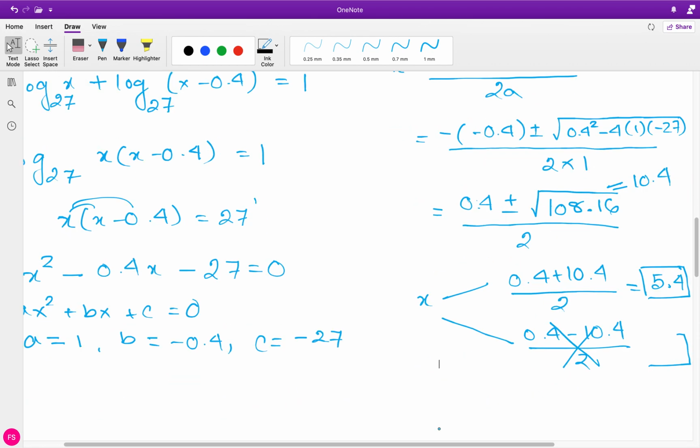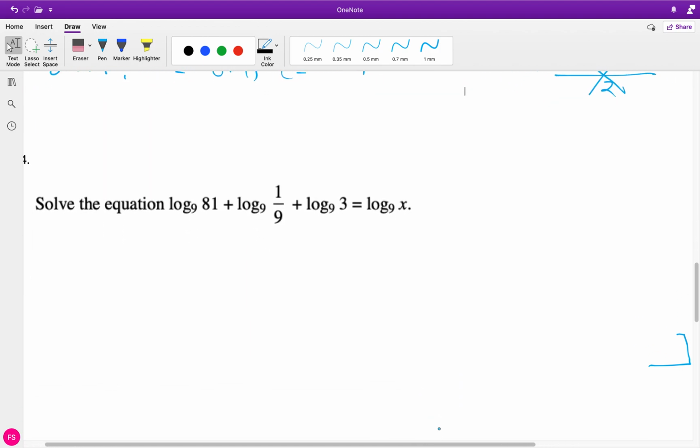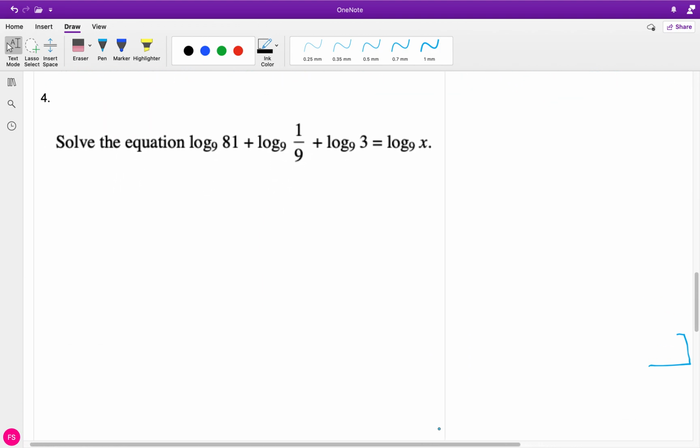Now let's move to the next question. Okay, number 4. We have to solve this equation. This is not that tricky because you know the base is the same. You can just multiply all the terms because you have to add them, and the base is the same. That means you can just multiply the powers.